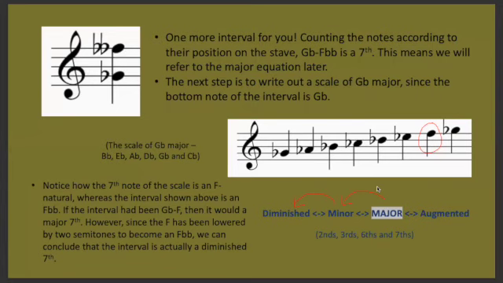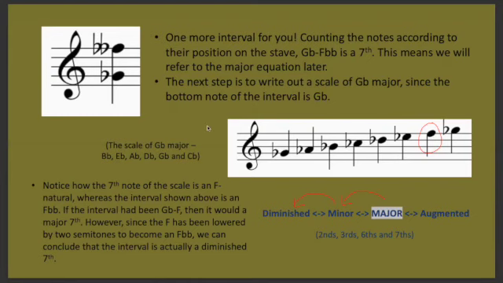One more interval for you. We have G flat going to F double flat. Counting the notes according to their position on the stave, G flat to F double flat is a seventh. This means we will have to refer to the major equation because the major equation applies to seconds, thirds, sixths, and sevenths. The next step is to write out a scale of G flat major since the bottom note of the interval is a G flat.